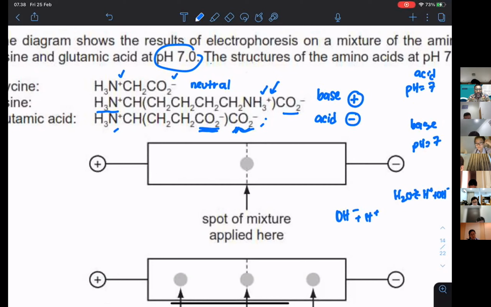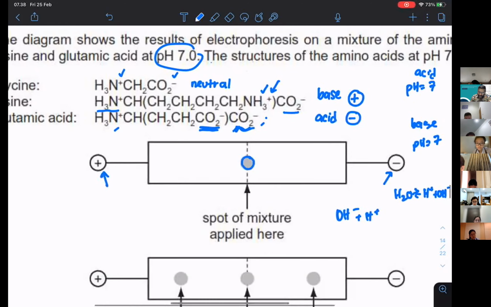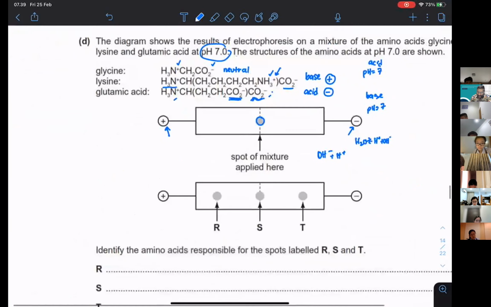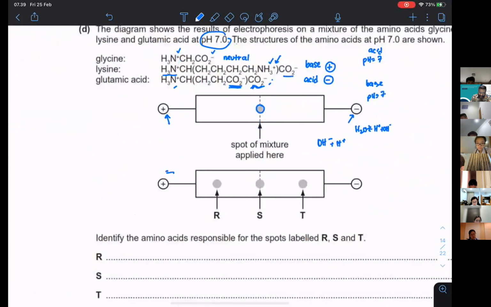Now, if I look at the charges alone, if I put the spot of the mixture over here, this is the positive terminal and this is the negative terminal, and I see R, S, T. R is going to be attracted to the positive terminal. If it is attracted to the positive terminal, R must be a negatively charged amino acid, which is glutamic acid. Don't think about the word acid, that's just the name.